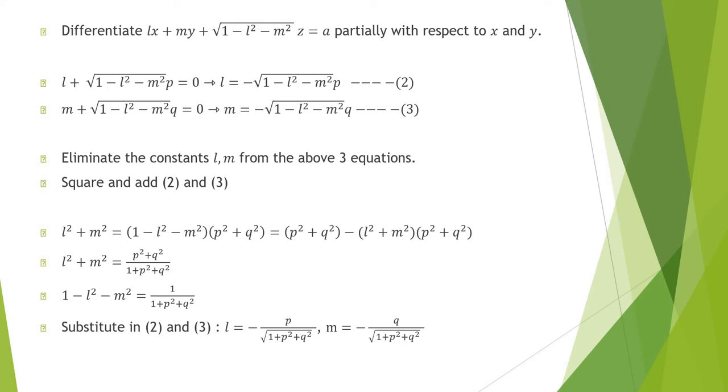Now substitute for this term in equations 2 and 3. So L will be minus P divided by square root of 1 plus P square plus Q square. M equals minus Q by square root of 1 plus P square plus Q square.